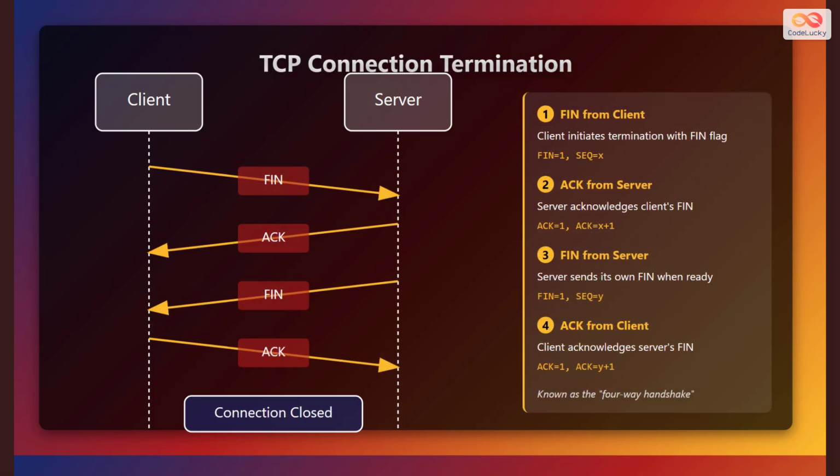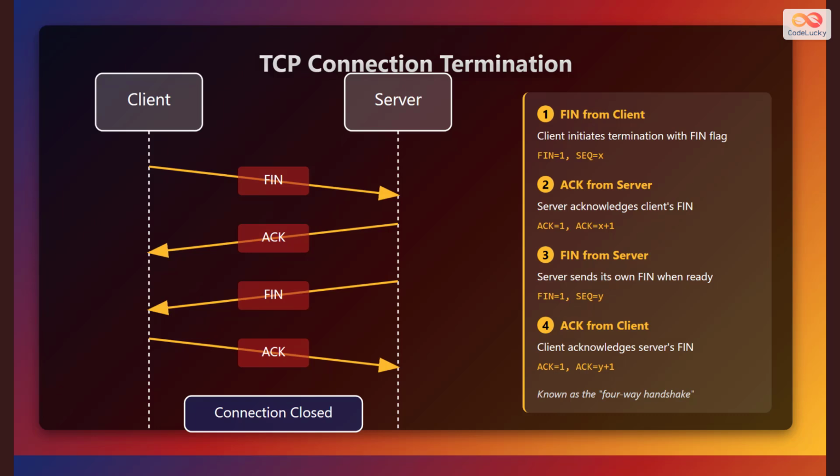The Transmission Control Protocol uses a four-way handshake to terminate a connection. This process ensures that both sides of the connection agree to end the session, preventing data loss. First, the client initiates the termination process by sending a FIN packet to the server, represented as FIN equals 1, SEQ equals X. Secondly, the server acknowledges the client's FIN packet with an ACK packet, represented as ACK equals 1, ACK equals X plus 1.